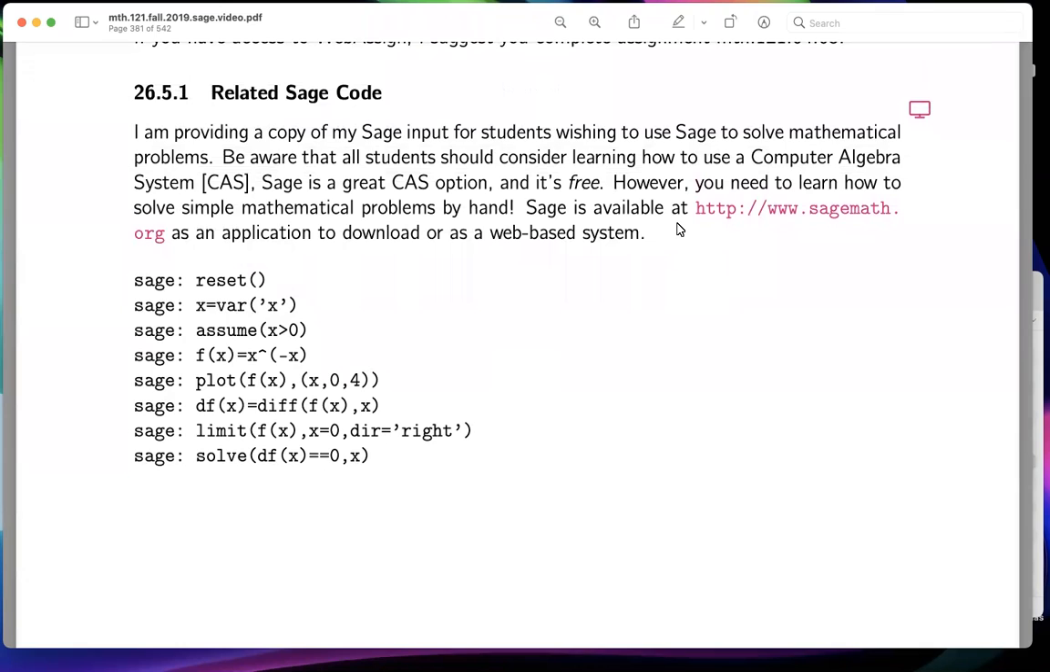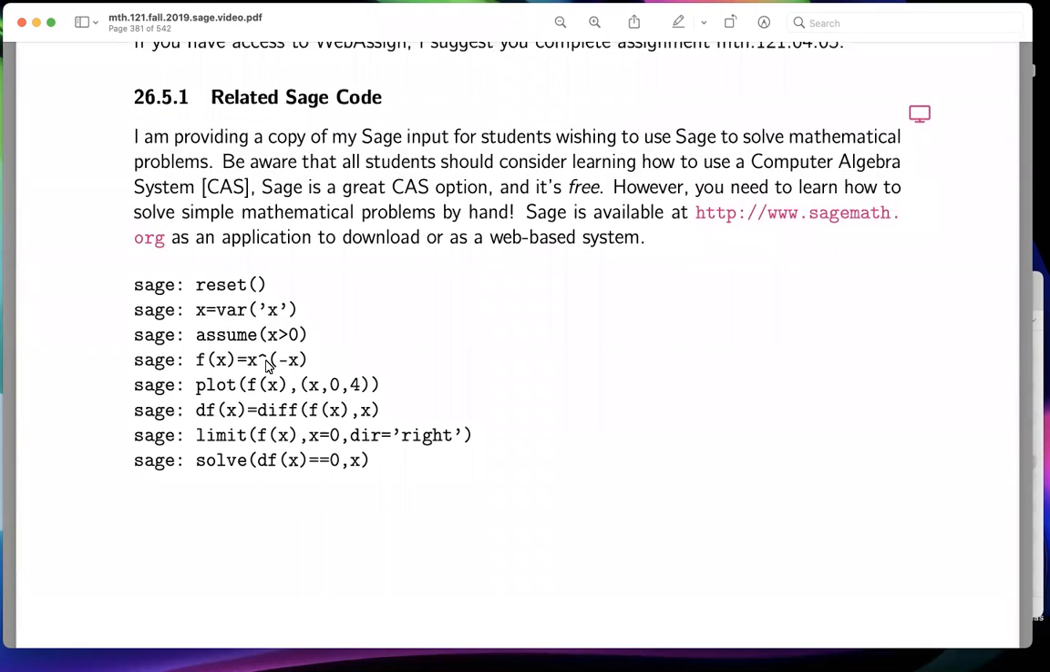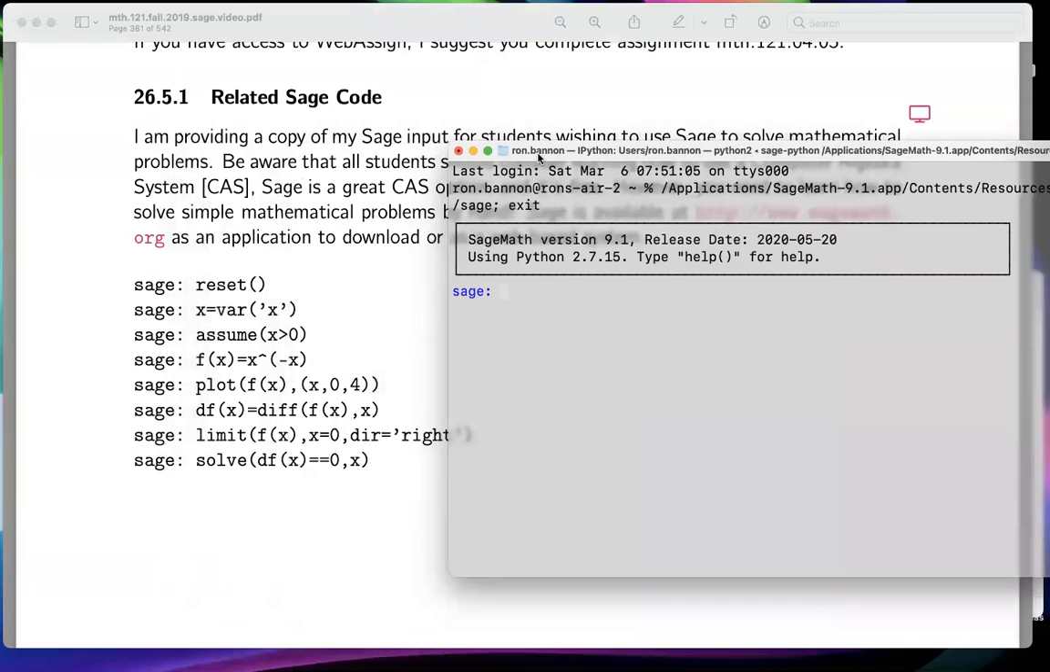Okay, we're in section 26, and there's a problem over here with the Sage code that relates back to the notes. I'm going to just type it in, which I'm not going to say is the most instructive thing to do, but you should think about what you're typing in as you type it in. So reset, basically give us a clean slate. X is a variable. I need to define my variables. Although X is an automatic variable in Sage, it's a good idea to be in the habit of defining your variables.